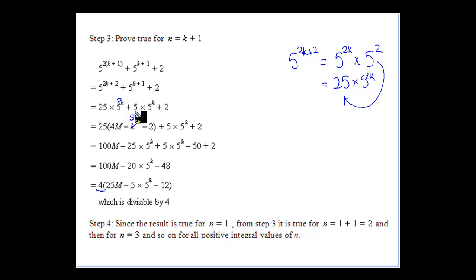So there's how we work these ones out. We have to end up with a factorisation of whatever we need it to be divisible by out the front, making sure we get an integer inside the brackets there.